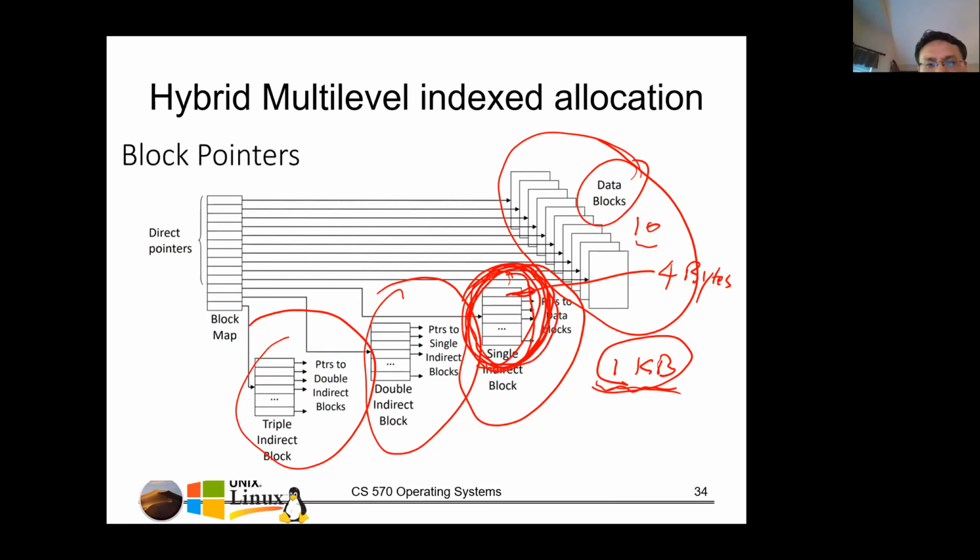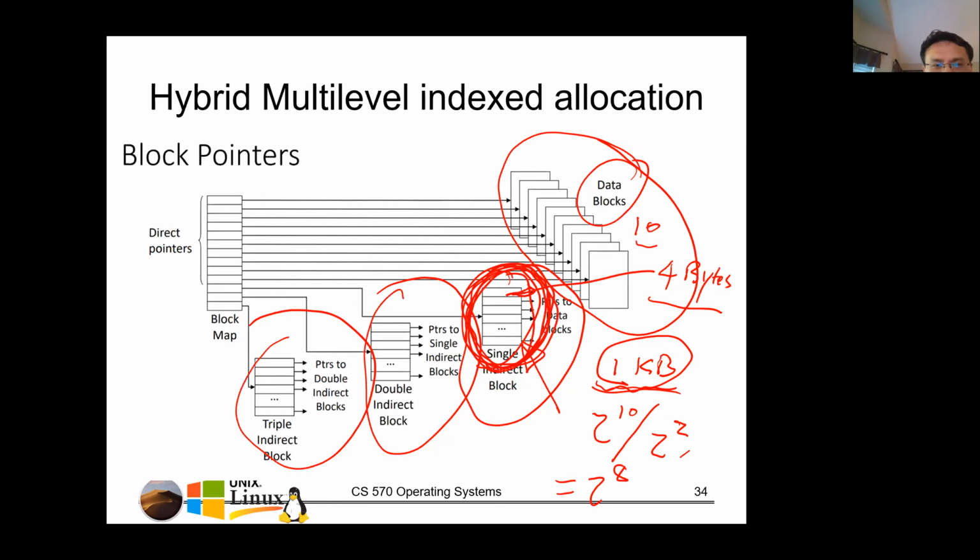So 1 KB for this table, that would be 2 to the 10th for the total size of this table. And with each entry occupying 4 bytes, you divide by that. That will give you 2 to the 8th. Okay, so you have 2 to the 8th, 256 entries in this table.